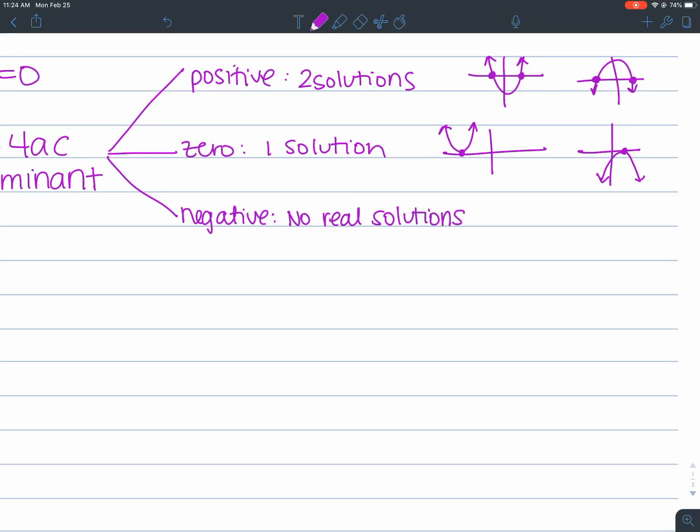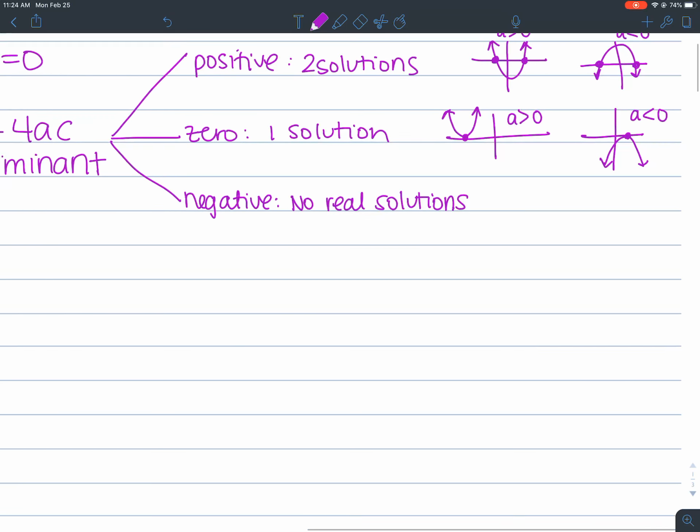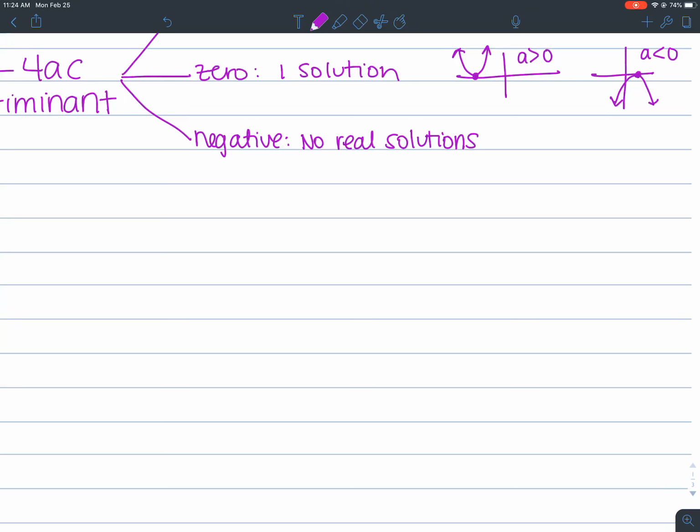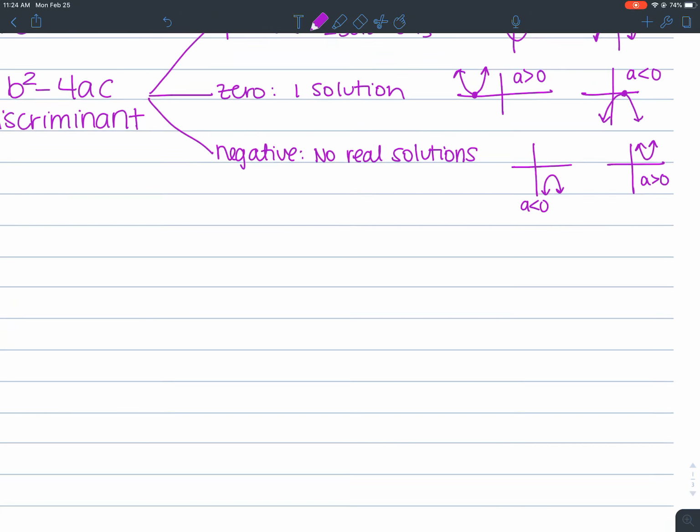These are going to be more affected by an a value that's positive versus an a value that's negative. My a value is positive, my a value is negative. And then no real solutions means that it's opening away from the x-axis. So this would be an a value that's negative. Or it's opening up, which means a value is positive, but it never touches the x-axis.